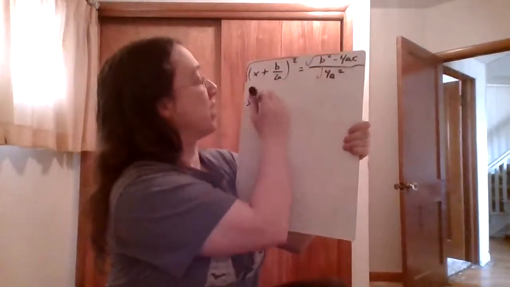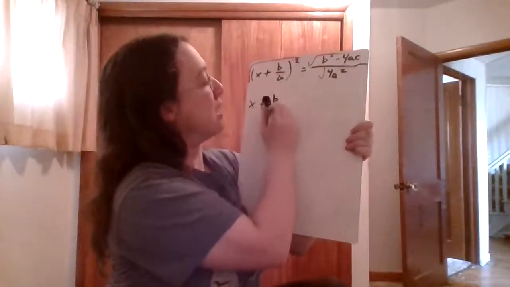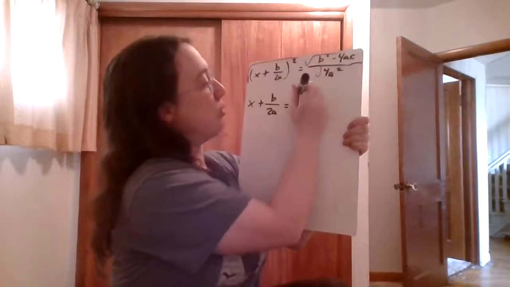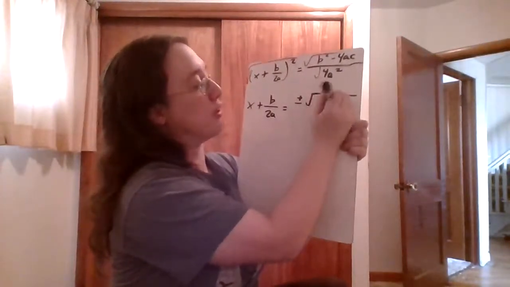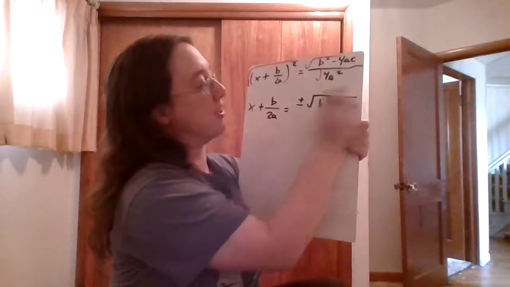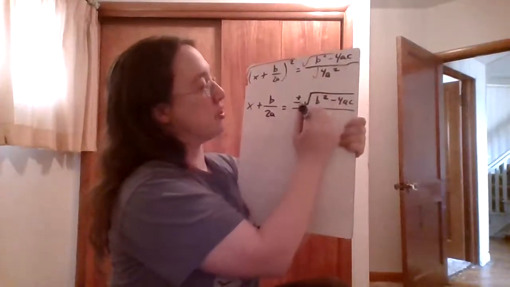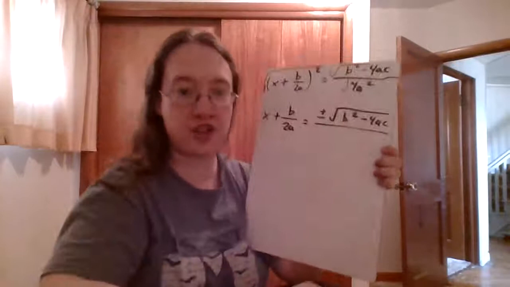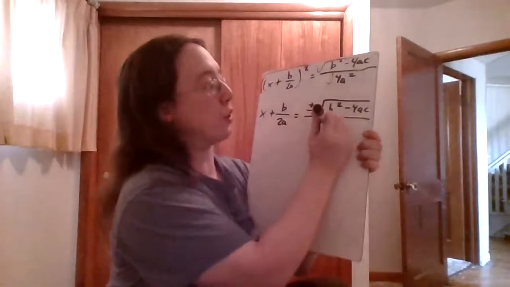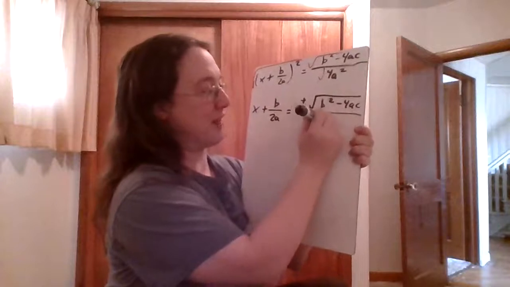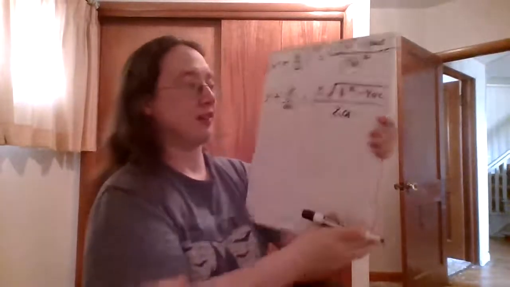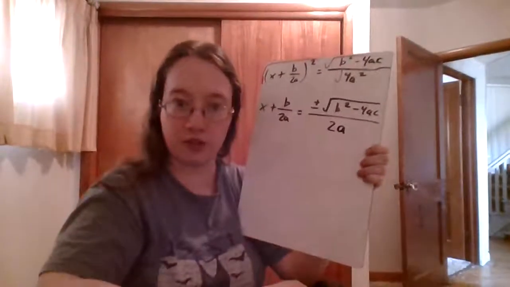So this is going to be x plus b over 2a equals plus or minus the square root of b squared minus 4ac, over the square root of 4a squared. But the square root of 4 is 2. The square root of a squared is a, because that's how we got that in the first place. Okay, this is looking nicer.